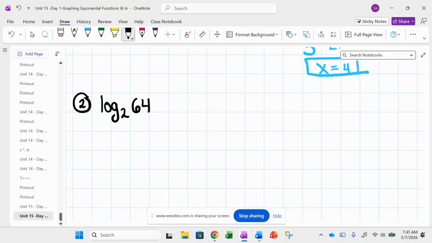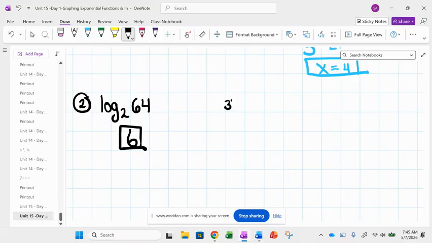Ariana? Excellent. 2 to what power gives us 64? So 2 to what power gives us 64? 2 to the 6 power? Yes, you're right. 6. I wrote 5, but it's 6. Perfect.